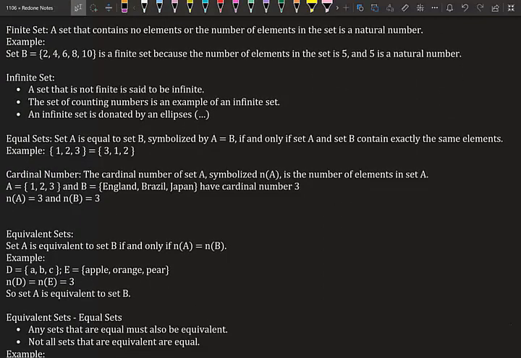Finite set. A set that contains no elements or the number of elements in the set is a natural number. So 2, 4, 6, 8, 10, that's finite because that's just 2, 4, 6, 8, 10. There's nothing more about it. It also has 5 elements. 5, that's a natural number. We can count. We have 5 things in there. We know exactly what it is.